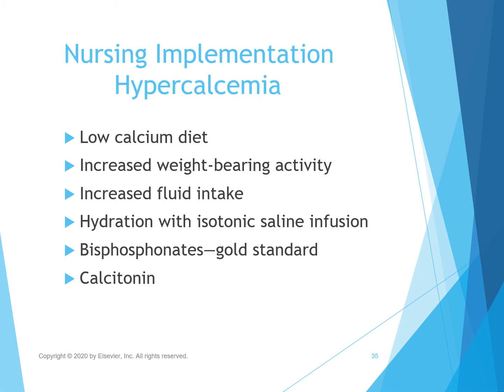For a patient with hypercalcemia, nursing interventions would be providing this patient a low calcium diet. You'd also want to limit vitamin D, increase weight-bearing activity, and increase fluid intake, looking at about 3,000 to 4,000 a day. Perhaps even some loop diuretics might be used. Hydration with isotonic saline solution.